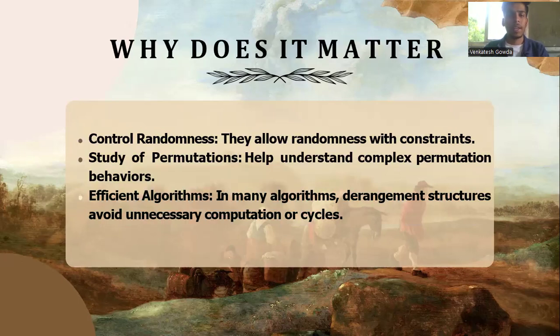So why does the derangement actually matter? Derangements control the randomness. They allow randomness with constraints. The derangement is a study of permutations that helps us understand complex permutation behaviors. Derangements help in the efficiency of algorithms. In many algorithms, derangement structures avoid unnecessary computations or cycles.